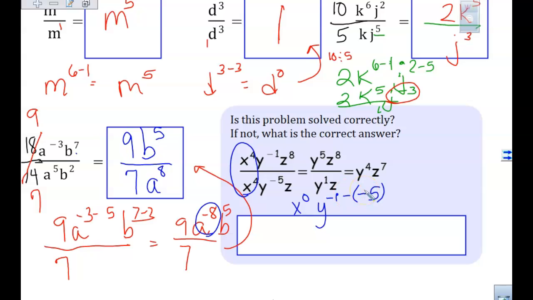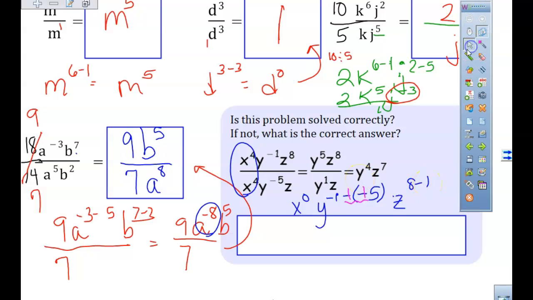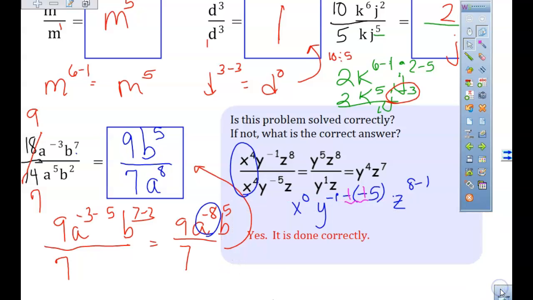And this is where your integer operations from last year are going to come into help. And then we have d to the 8 minus 1. So if I'm looking at this, a -1 minus a negative becomes plus a positive. So that is y to the 4th, and 8 minus 1 is b to the 7th. So as we take a look at this one, did they do it correctly? Yes. Everything was correct.